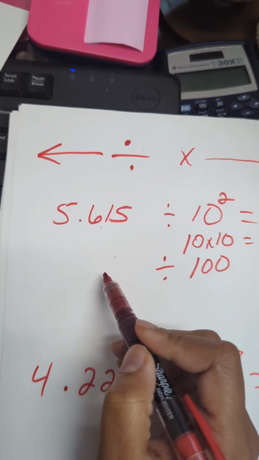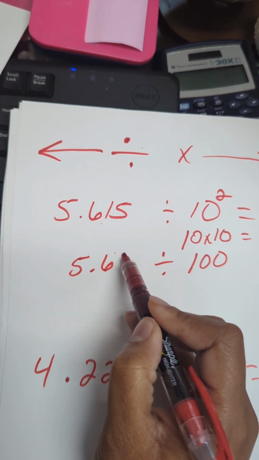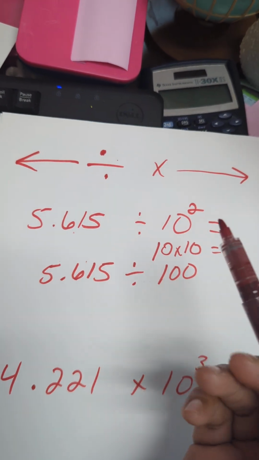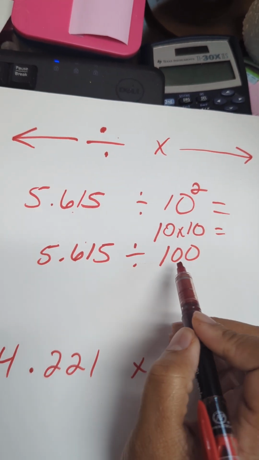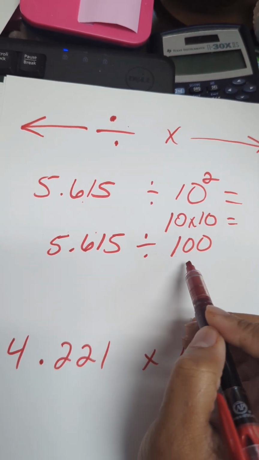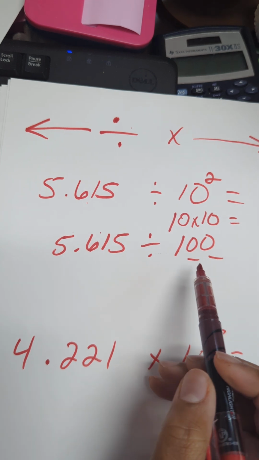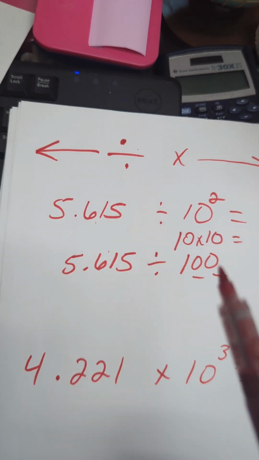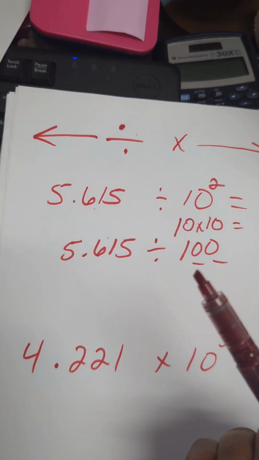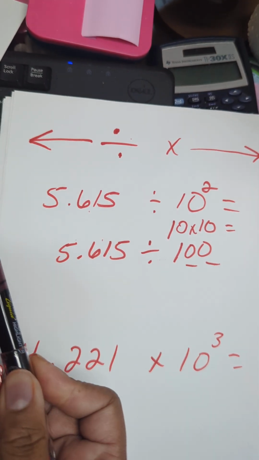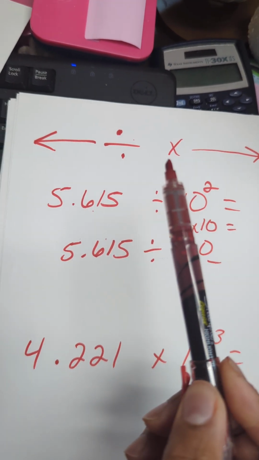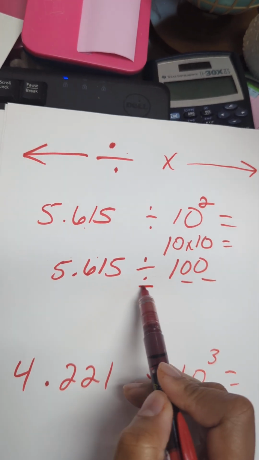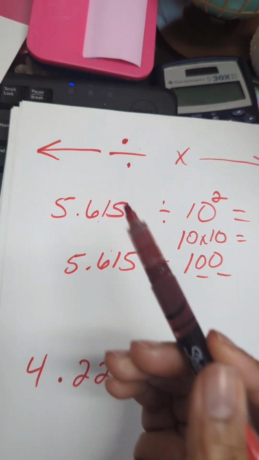So here we're going to rewrite our problem. Our equation says 5 and 615 thousandths divided by 100. Students know to look at the magic zeros in their power of 10. Here we have 2 magic zeros in our power of 10 number, so we're going to move our decimal 2 place values. So the question is, which way do we move our decimal? Do we move our decimal to the left where the number gets smaller, or do we move our decimal to the right where the answers are bigger? So since we're dividing, we're going to move our decimal to the left where the number gets smaller.